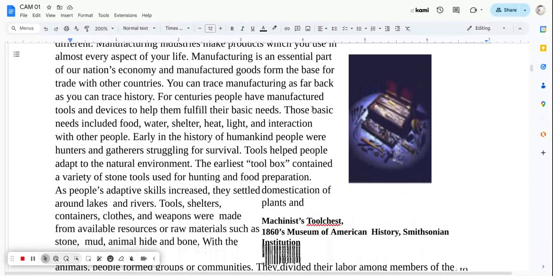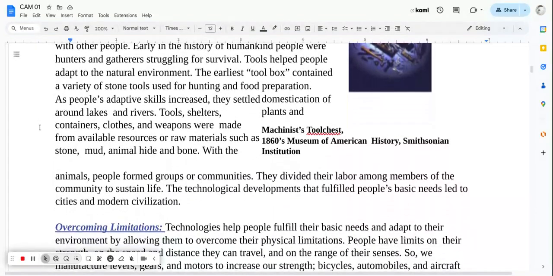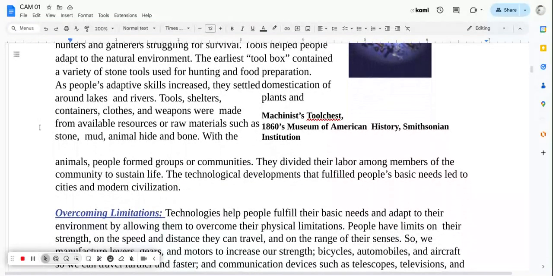And so right here we're looking at a machinist's tool chest from the 1860s. Okay, so that is, if you didn't have your own tools, you made them, and so this was actually a very complex process.